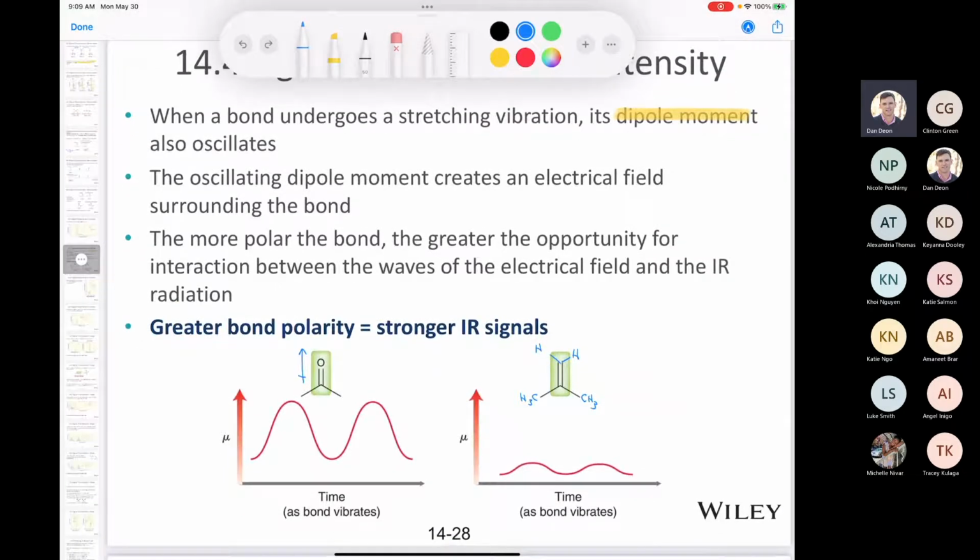It says the oscillating dipole moment makes a little electric field surrounding the bond. So you get this little electric field. The more polar the bond, the greater the opportunity for the interaction between the waves of the electrical field and the infrared radiation. Put it in a nutshell, what you need to know as a Chemistry 3101 student is nothing more than this. The more polar the bond is, the stronger the absorbance or the stronger the infrared signal is going to be.